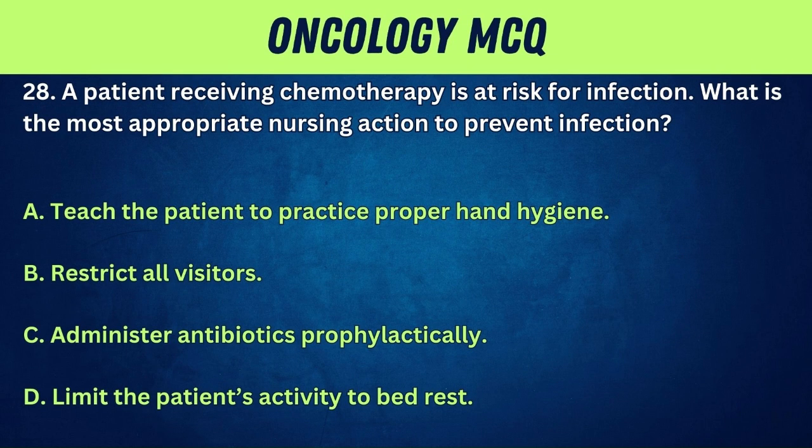28. A patient receiving chemotherapy is at risk for infection. What is the most appropriate nursing action to prevent infection? A. Teach the patient to practice proper hand hygiene. B. Restrict all visitors. C. Administer antibiotics prophylactically. D. Limit the patient's activity to bed rest.